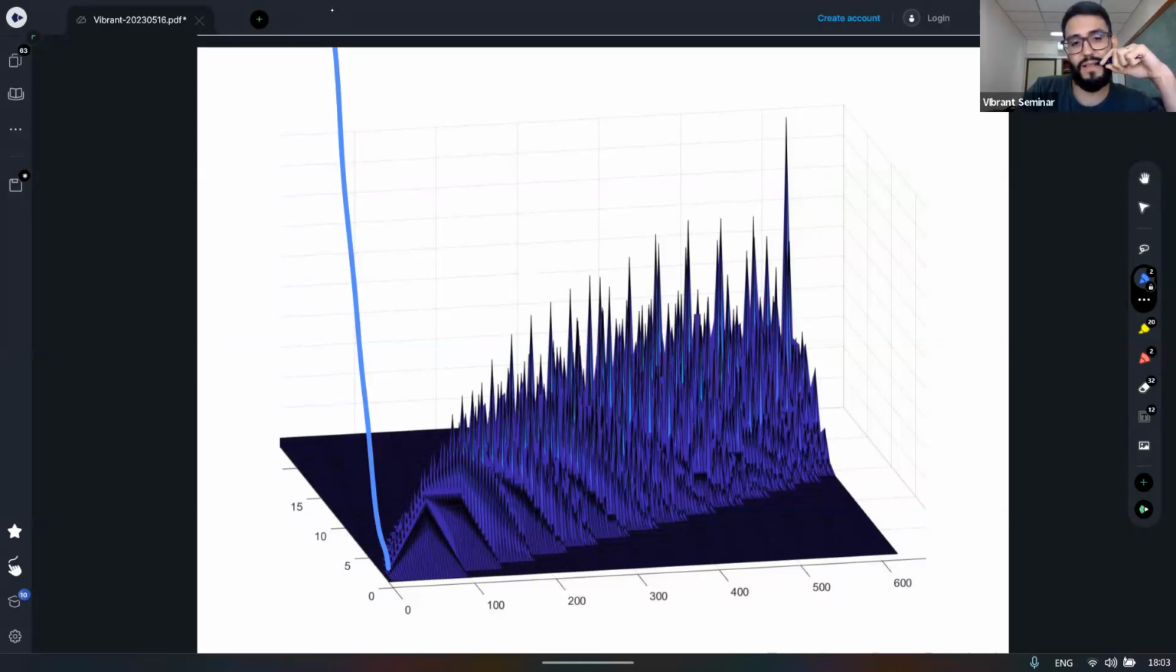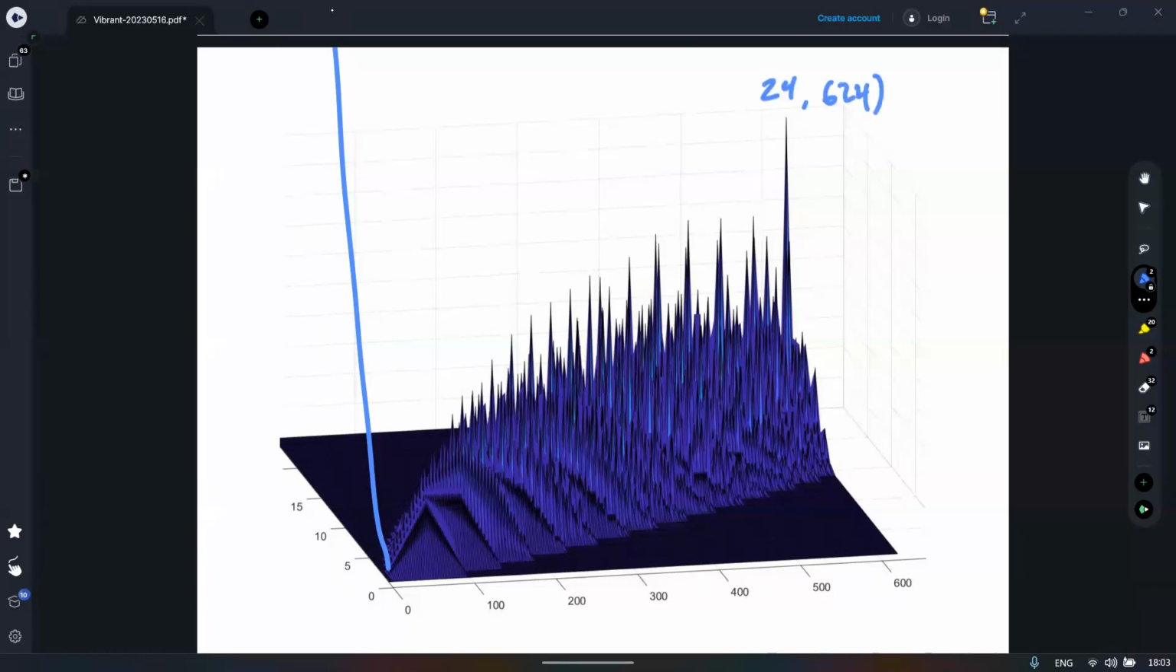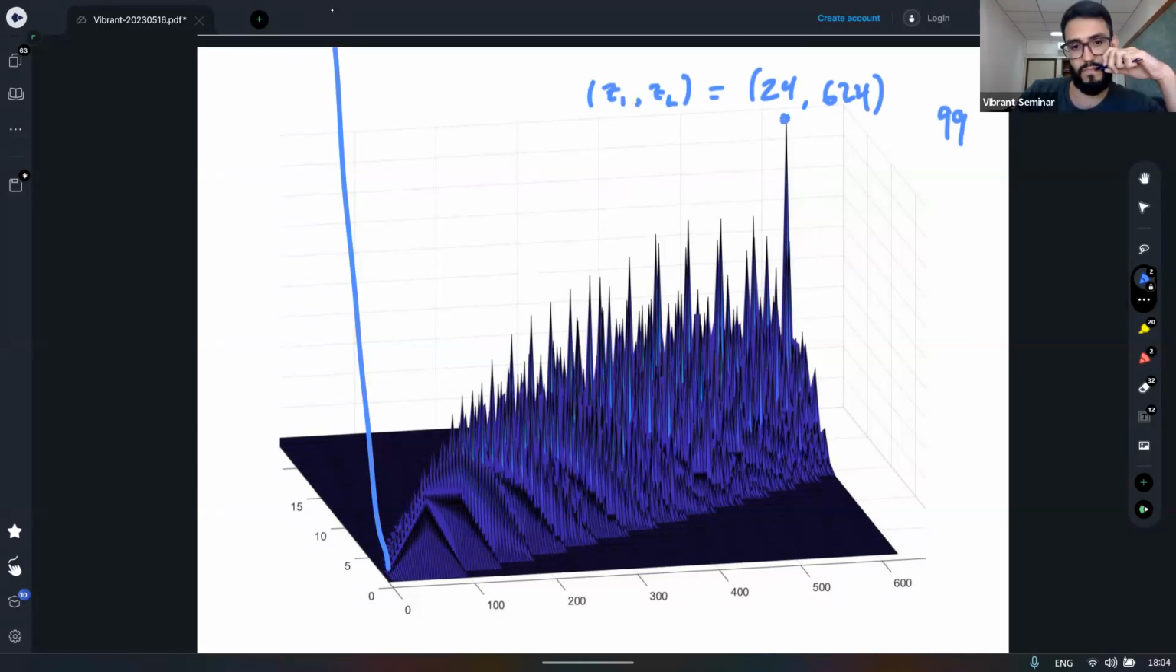Okay. There's a symmetry. If I take negative Z1, negative Z2, it's symmetric about that by just switching the M and N. Oh, it looks like it sort of accumulates like that. Yeah, this point right here, I know what it is. It's 24, 624 as Z1, Z2. And the number of representations is 99, in a window where my M and N are going from 1 to 25. So that's the most.